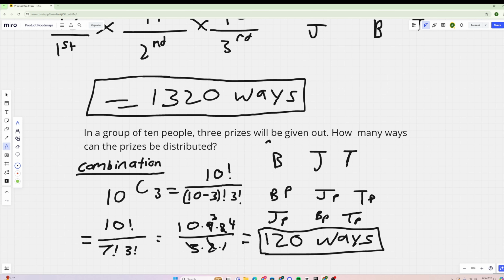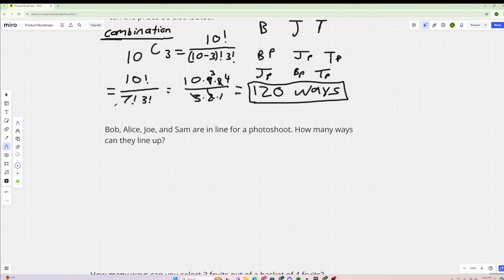They're just giving out prizes. Everyone's going to get the same exact prize. It doesn't matter if Bob gets it first, or if Joe gets it first, or if Tim gets it first. It doesn't matter as long as each person gets the prize. So this is a combination. All right.